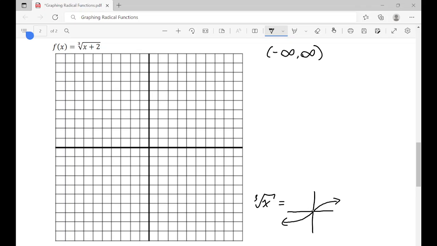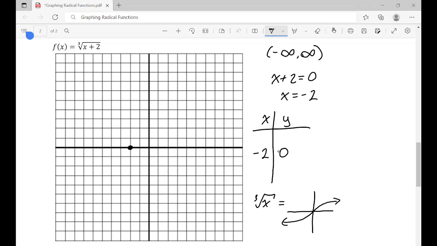I need to find where its middle point is, like right here. To find that, I'm going to take what's underneath the cube root and set it equal to 0. When I solve for x, I get x equals negative 2. So in my table of values, I'm going to have negative 2 as my first point, because when I plug in negative 2, I get 0. So my first point is negative 2, 0.